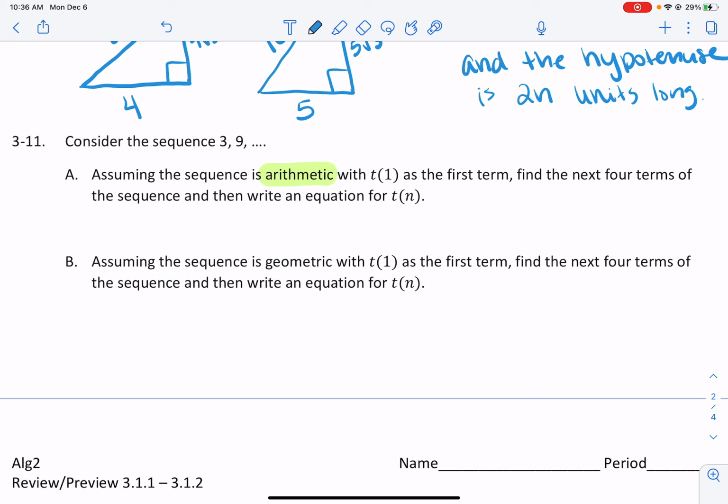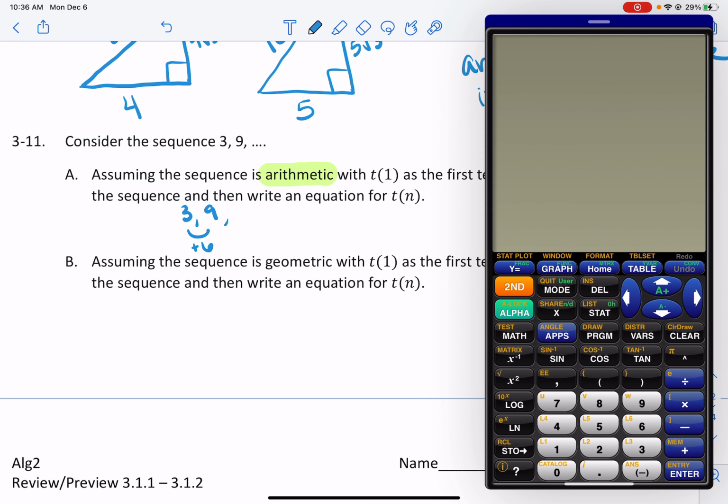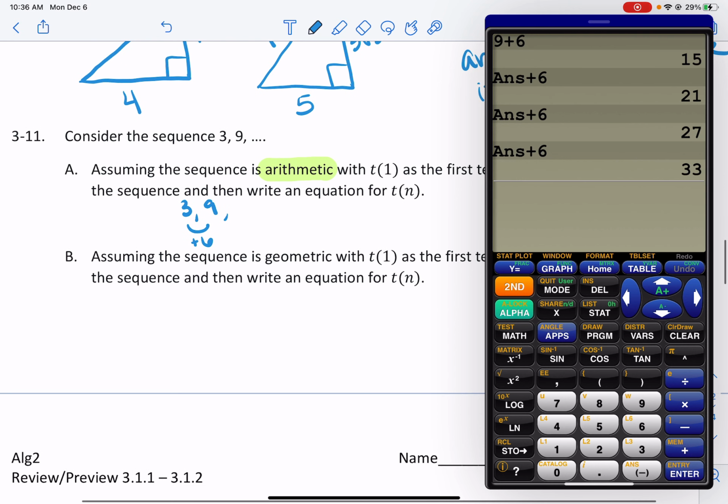Okay. Well, we know we've got 3 and then 9. If it's arithmetic, we're going to be adding. So it looks like that's plus 6. So you can always even just do this: 9 plus 6, plus 6, plus 6, and plus 6 if you need to. So the next 4 terms would be 15, 21, 27, and 33.